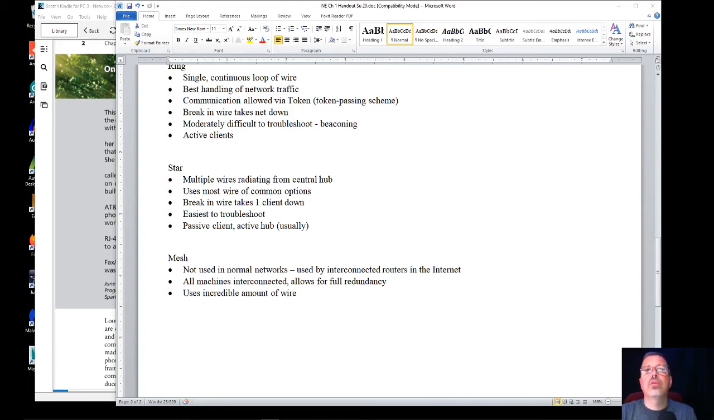So, not used normally. Routers on the internet use it. Everybody's connected. A full mesh would give you full redundancy, so all of the wires, but you need one single path between you and the destination. Everything else can go away. Use an incredible amount of wire and network cards. I should add that to it, but I haven't.